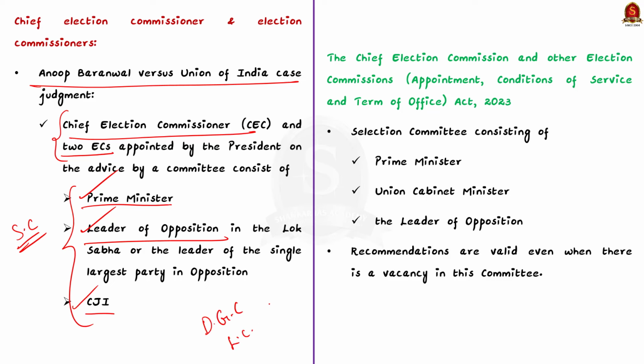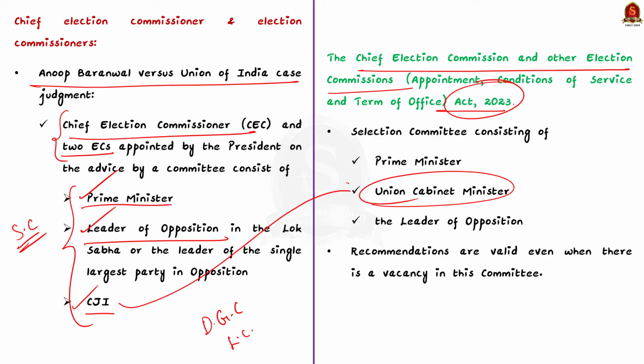But the central government went against this judgment by enacting a legislation. The Chief Election Commission and Other Election Commissions Act 2023 countered this judgment of the Supreme Court. According to this act, the Chief Justice of India is replaced by a Cabinet Minister in the selection committee of appointment of election commissioners. So this has given the central government a dominant role in the appointment process of election commissioners. So basically, the appointment process includes the Prime Minister, a union cabinet minister and the leader of opposition. Also note that the recommendations of the selection committee will be valid even when there is a vacancy in the committee.